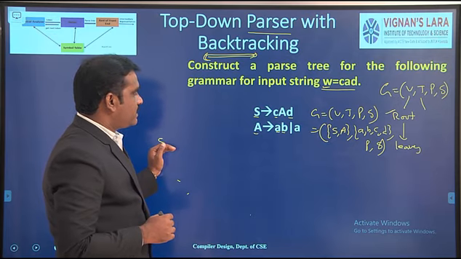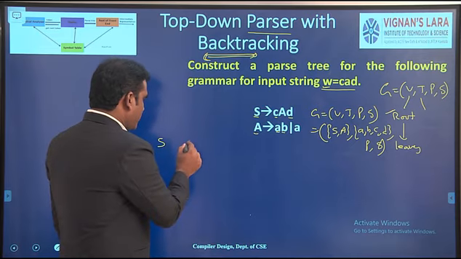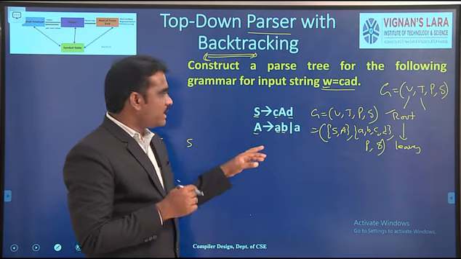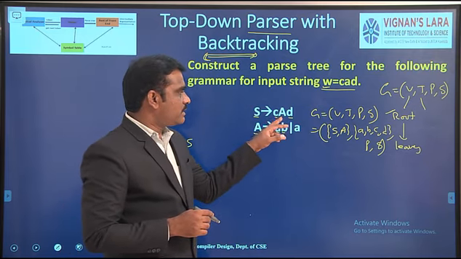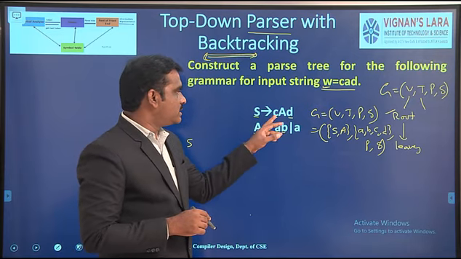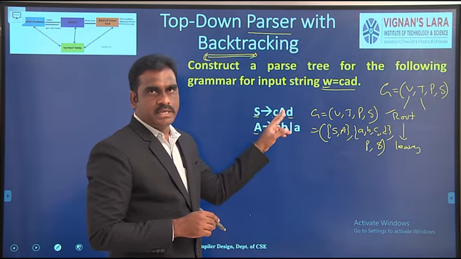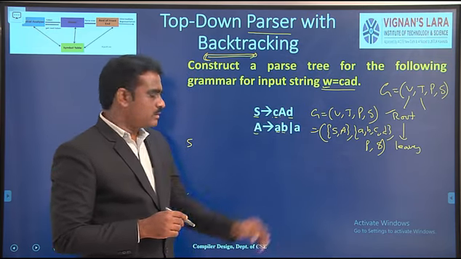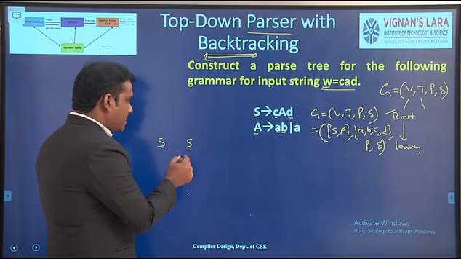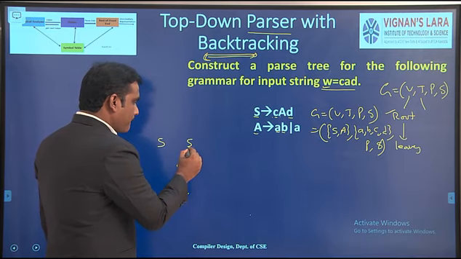Here S is a non-terminal and we have only one production. The production is CAD. As I have already mentioned in the previous class, each symbol represents one node, whether it is a terminal or non-terminal. So here we have a total of 3 symbols, C, A, D, so we have 3 nodes. It starts with S. The next step is that S is replaced with C, A, D.